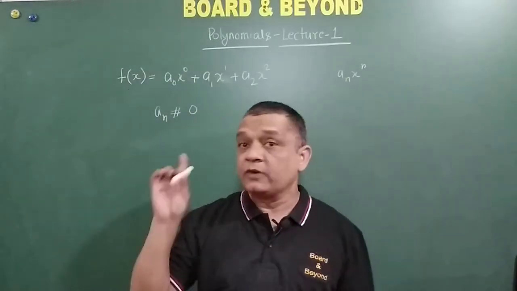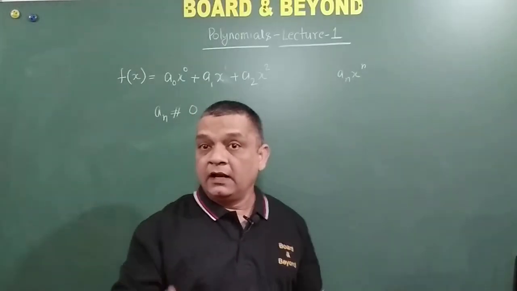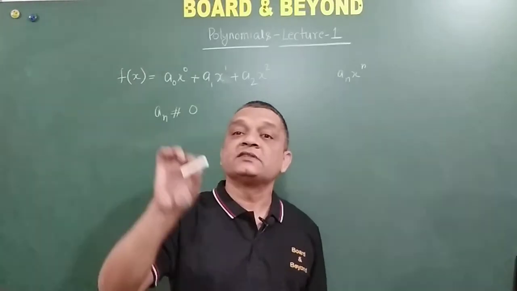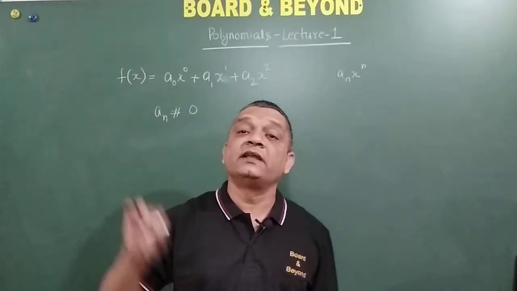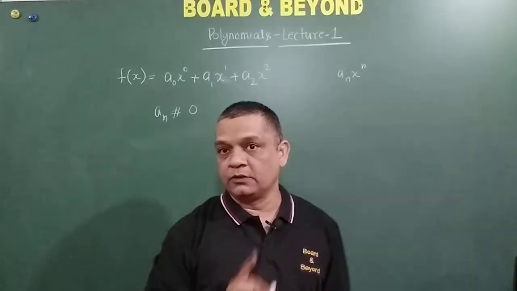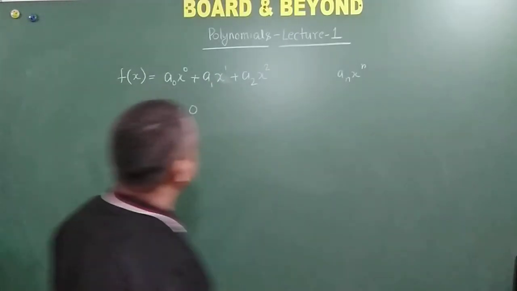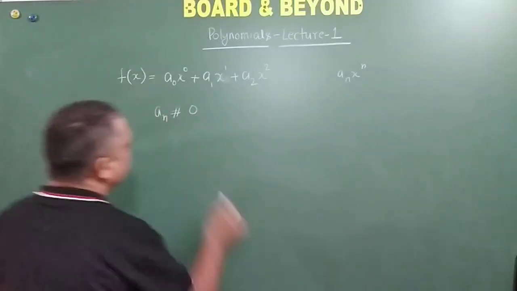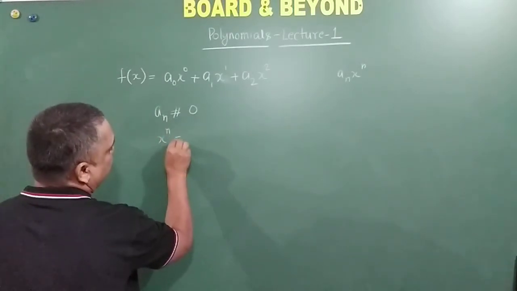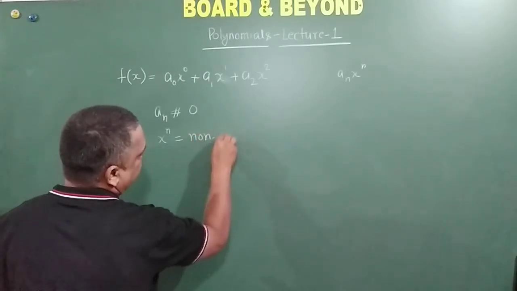Why? Because the moment you make the coefficient of the highest degree of the variable 0, that term actually vanishes from there, and thereby it changes the degree of the polynomial. That is why it cannot be equal to 0. Please try to understand the concept behind it. So this is one condition. Second is your power, that is x raised to power n. The power is equal to a non-negative integer.